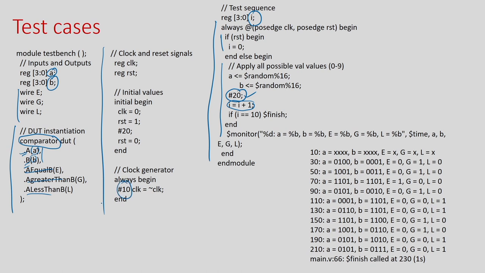So every clock it will be incremented, and every time I effectively take 2 random numbers. Dollar random gives you some random number, and I do a mod 16, meaning my value will be 0 to 15.